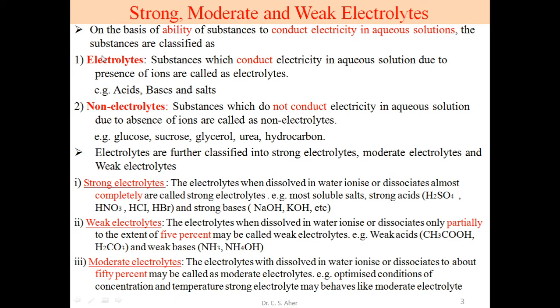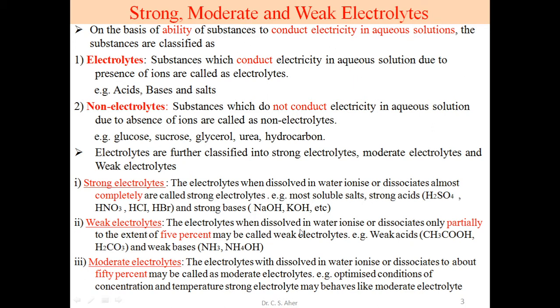Now we consider electrolytes whose aqueous solution conducts electricity. These electrolytes are classified into strong, moderate and weak electrolytes. So what is a strong electrolyte? An electrolyte which, when dissolved in water, ionizes or dissociates almost completely, near about 100% ionization, is called a strong electrolyte. For example, most soluble salts, strong acids like sulfuric acid, nitric acid, hydrochloric acid, HBr, and strong bases like NaOH, KOH, etc.